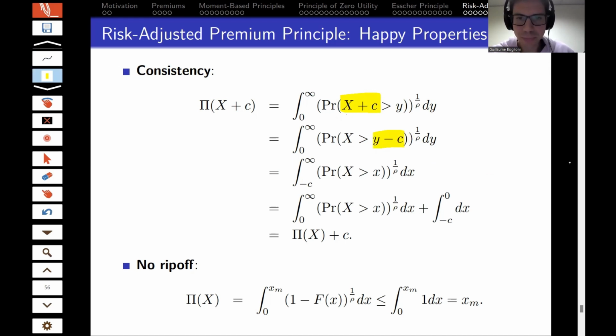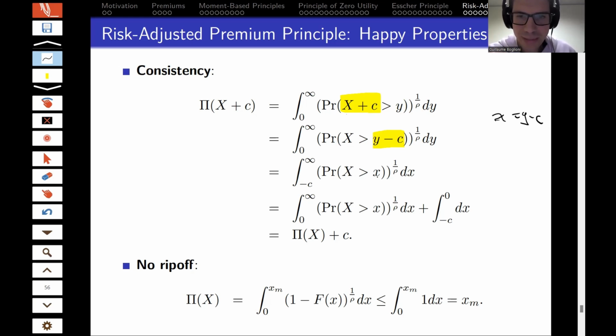Now, again, you can make a change of variable. x equals y minus c. Now dx equals dy, but here you do need to change the integration bound. Okay, if y was going from 0 to infinity, now x is going to go from 0 minus c, so from minus c to infinity. Now you just need to be a bit careful here.